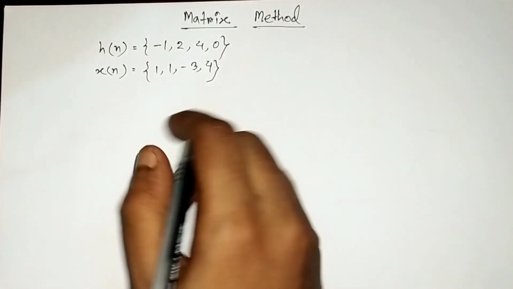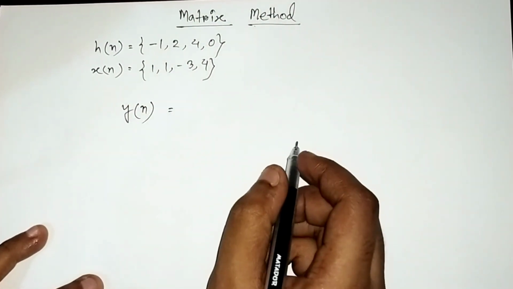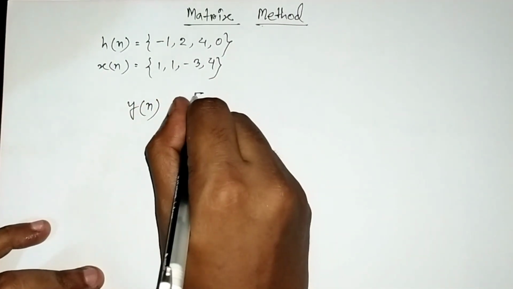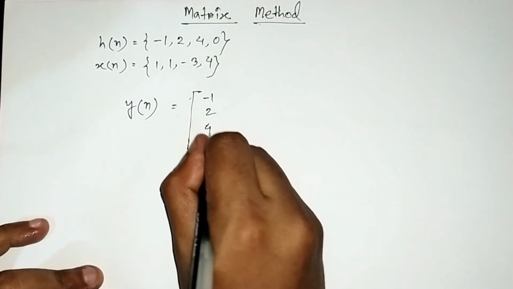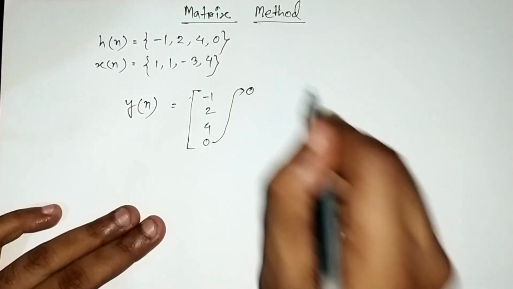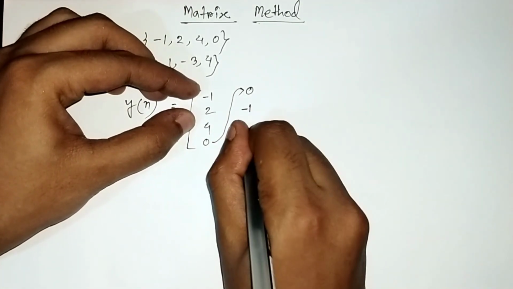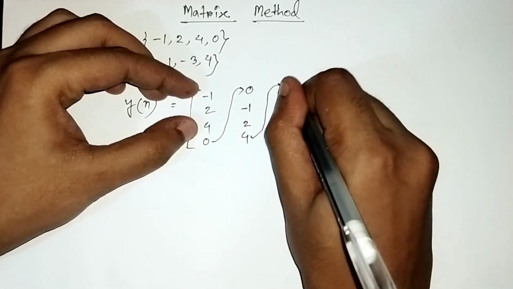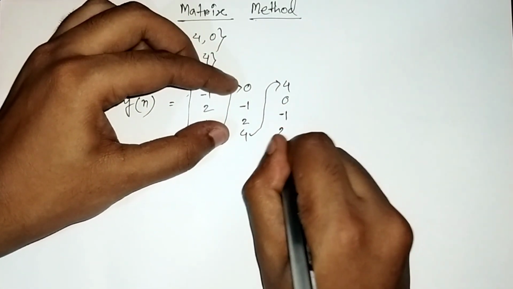In the matrix method, to find the output y of n, we have to make a matrix out of the first sequence, which was minus 1, 2, 4, 0. Then this 0 will go here, and the rest of the 3, that is minus 1, 2, 4, we'll just write here. Similarly, again, just move this 4 on the upper side. This 3 will go here, that means 0, negative 1, and 2.